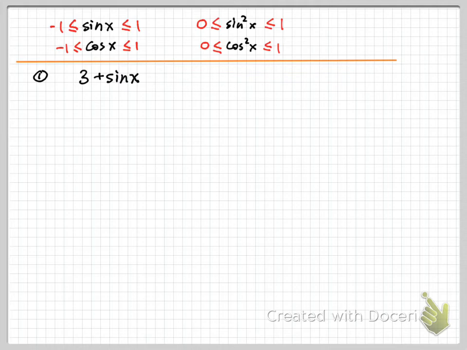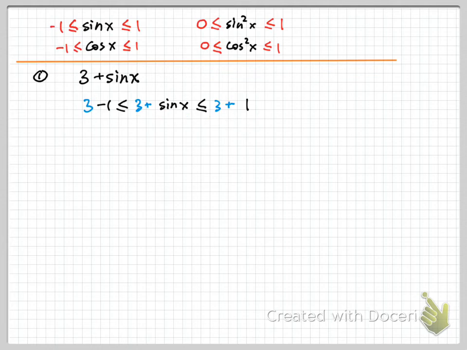Now we start with a building block. We have sine x as the building block. On one hand it is less than or equal to 1. On the other hand it is greater than or equal to minus 1. So we just simply add 3 to all the 3 sides. You cannot just add 3 on one side, on one pair. That would be wrong. You have to add a trio of 3s on the left hand side, the middle part, and the right hand side.